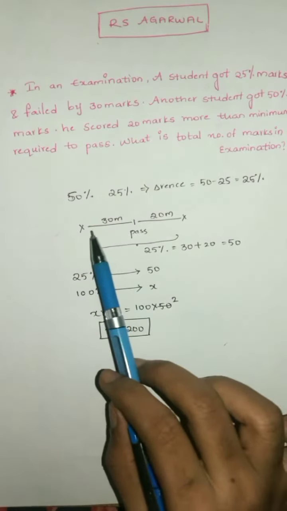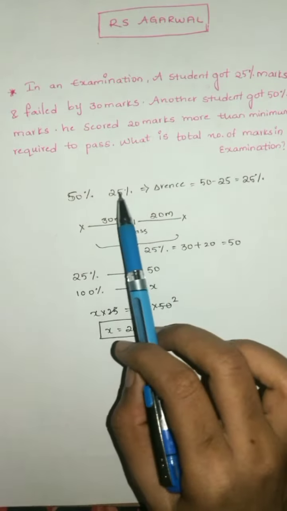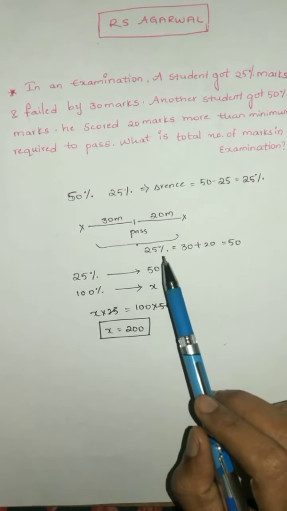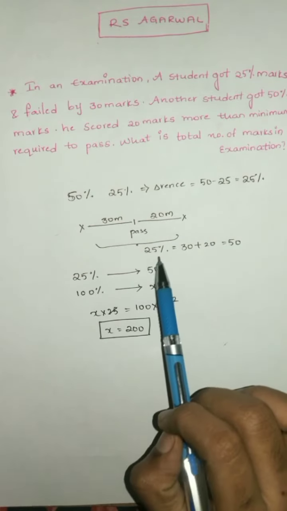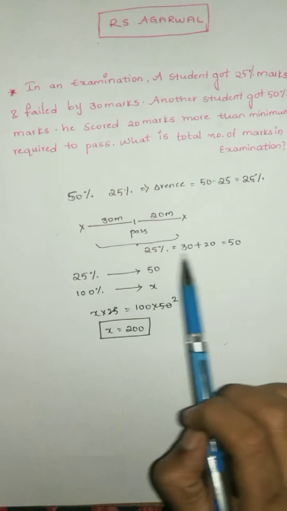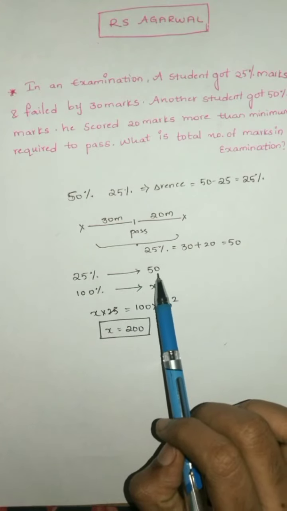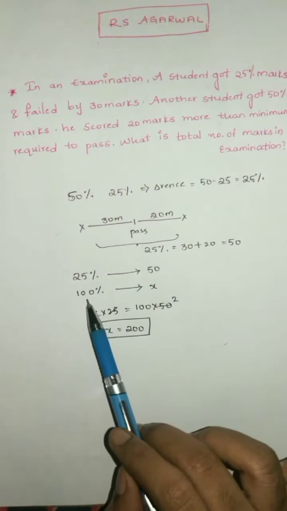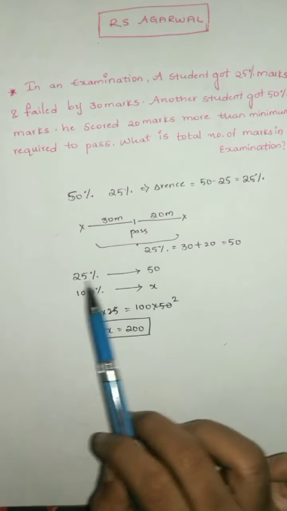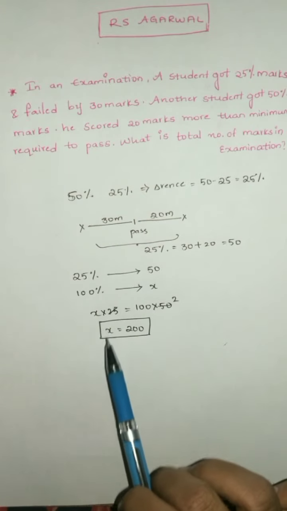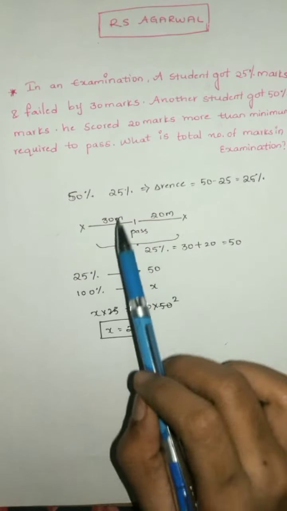So 50 marks is the difference between these two students' marks, while the difference between their percentages is 50 minus 25, that is 25%. So 25% is equal to 50 marks. Then the total number of marks means 100%. For 100%, how many marks? We indicate it with x, so x into 25 is equal to 50 into 100, and x is equal to 200. So the total number of marks in the examination is 200.